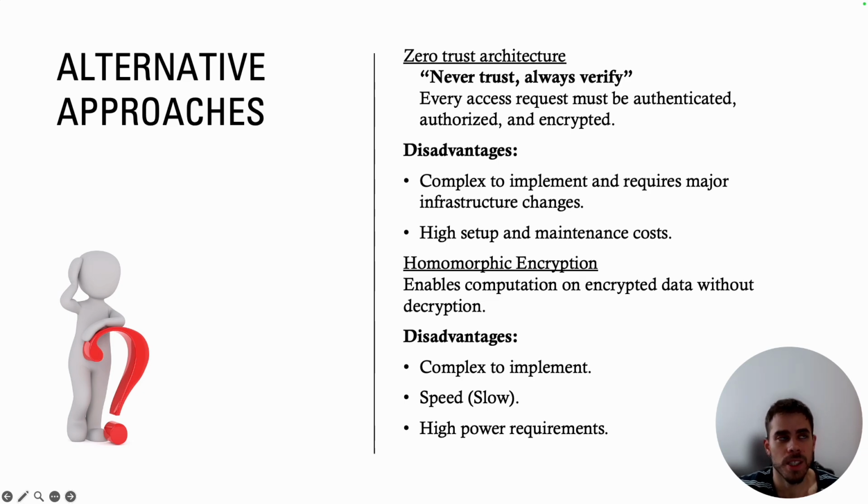Another, you can say, innovative solution that was introduced is homomorphic encryption, which allows computation on encrypted data without the need to decrypt it first. So this means that all sensitive data can stay encrypted throughout the whole processing, and while it seems to greatly reduce the risk of exposure and security issues, the reality is that it's very impractical because for most use cases, it's very complex to implement.